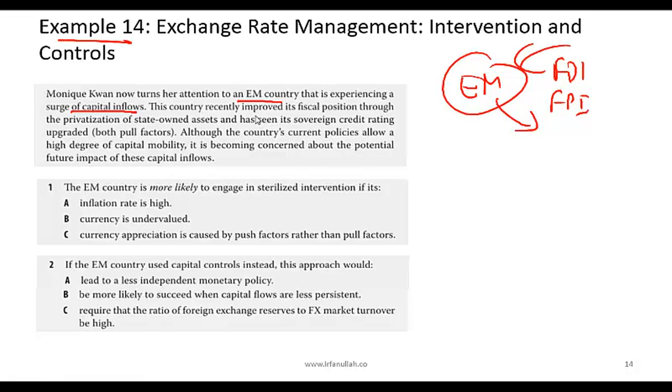The country recently improved its fiscal position through the privatization of state-owned assets, and its sovereign credit rating was upgraded. These are pull factors. Pull factors means where something is happening within the country that is pulling money into the country. And the curriculum gives a laundry list of potential pull factors. The opposite of a pull factor is a push factor, where something is happening in the rest of the world that causes money to flow to your country. So nothing to do with you, more to do with what's happening in the rest of the world.